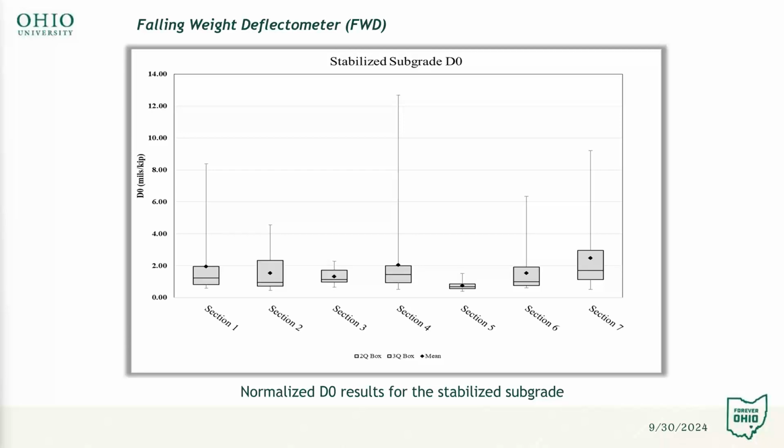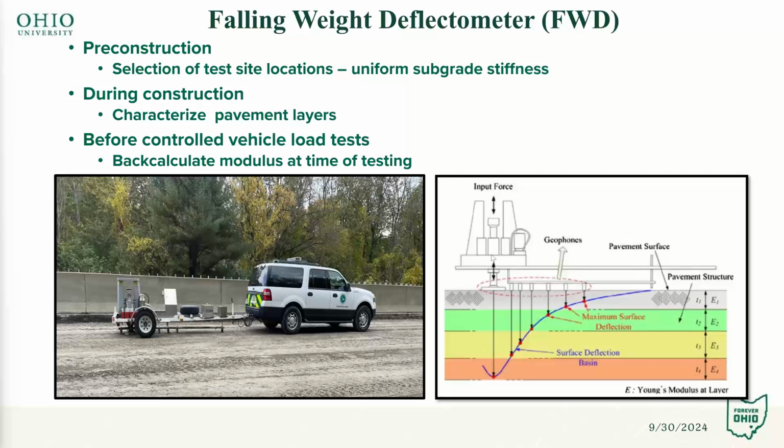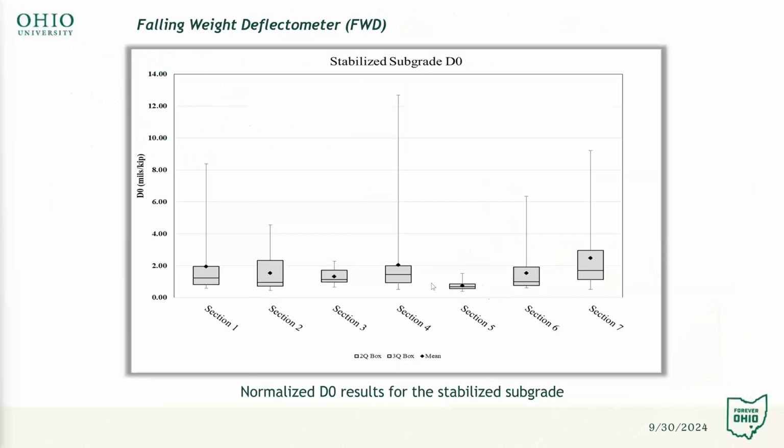So this shows the normalized D0 results for the stabilized subgrade. And if I can go back, the D0 is the sensor that's right under the load right here. And this is in mils per kip, so this is normalized for sections 1 through 7. And we can see the variation from the data here of the stabilized base. In general, they all fell within the same limits.